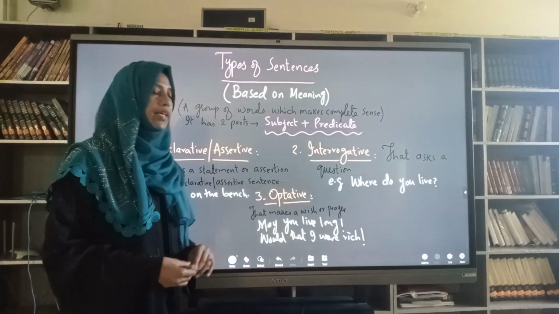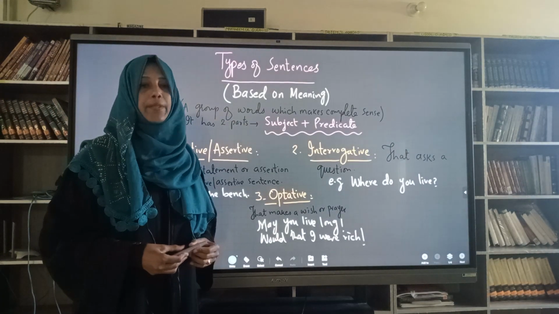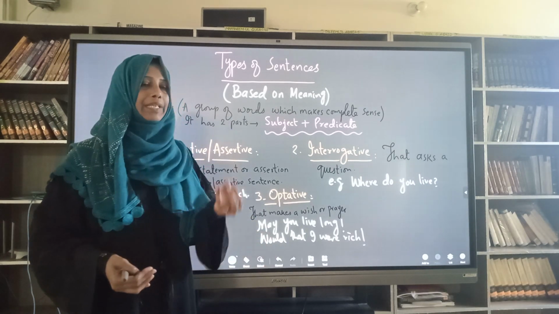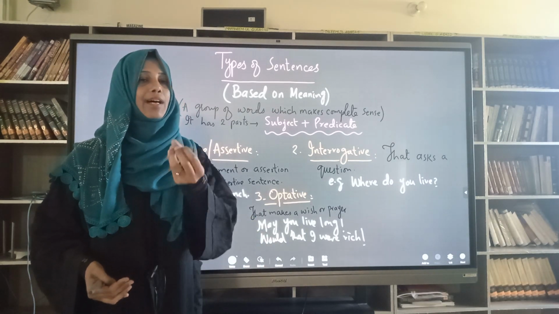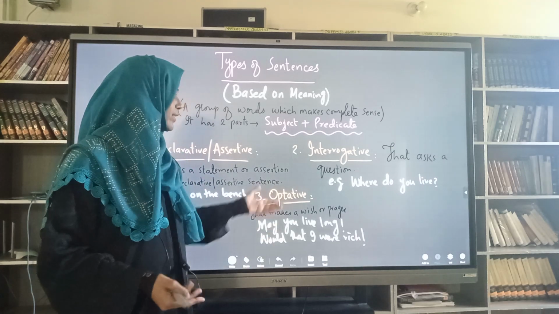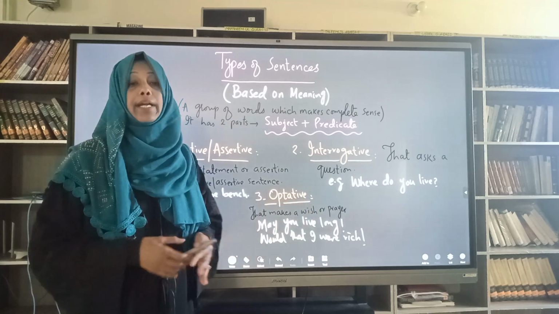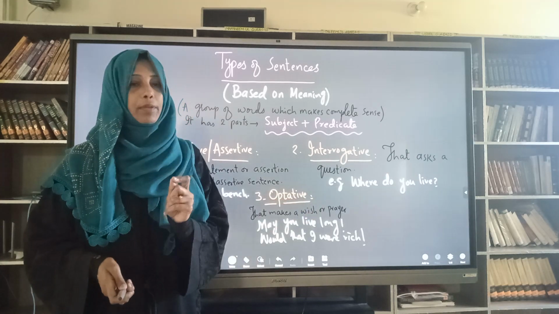Now comes the second type, that is interrogative sentence. An interrogative sentence, which is very easy to identify, is a sentence that asks a question. For example, where do you live? Where were you? A question mark at the end of the sentence is compulsory.